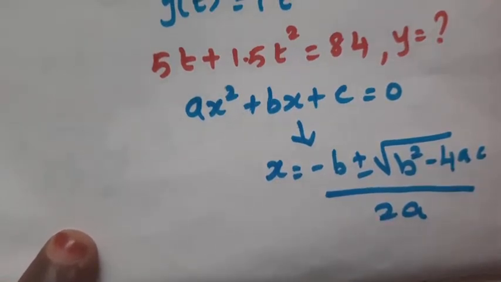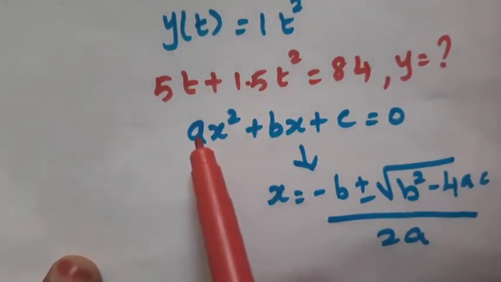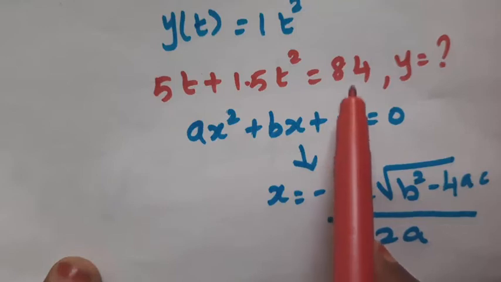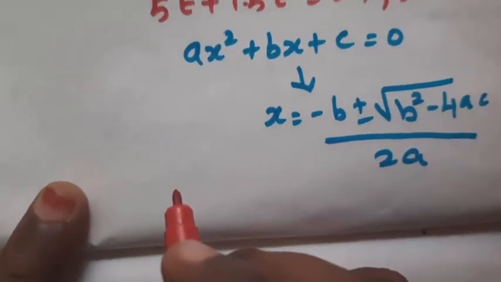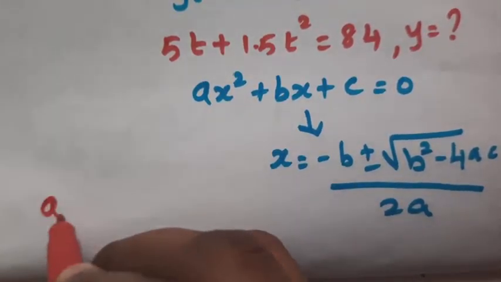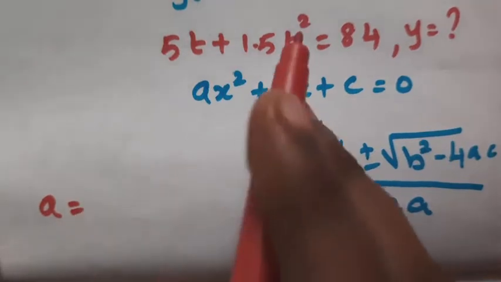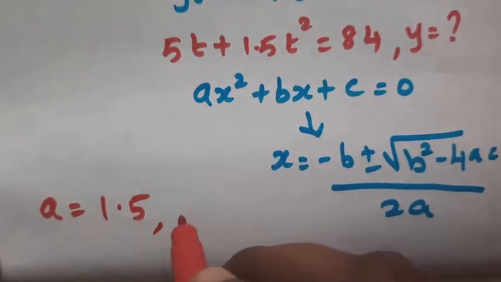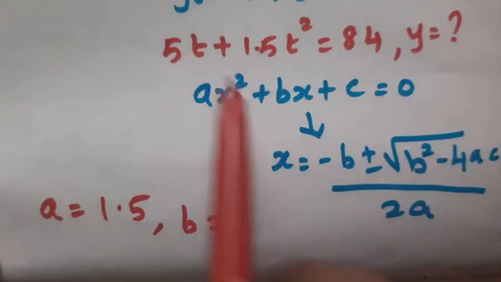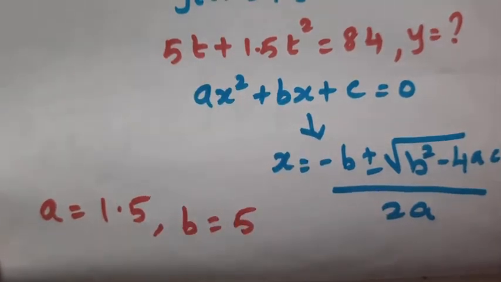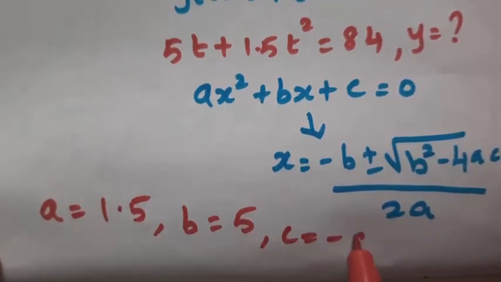Similarly, here we have to consider this equation. Instead of a, we have 1.5. Instead of b, we have 5. Instead of c, we have minus 84. So a is equal to 1.5, the coefficient of t square, b is equal to 5, the coefficient of t, and the c value is minus 84.